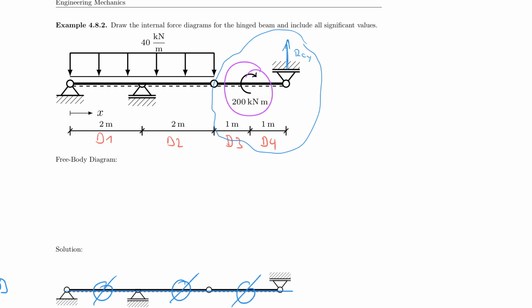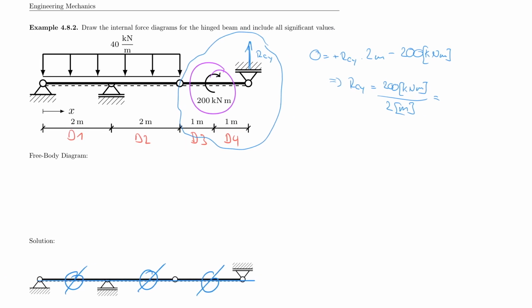RCY balances the 200 kilonewton meter. So the equation would be 0 is equal to plus RCY times 2 meters plus, no, sorry, that's not true, minus 200 kilonewton meter must be equal to 0. So effectively, RCY is equal to 200 kilonewton meter divided by 2 meter. And that effectively gives us 100 kilonewton.